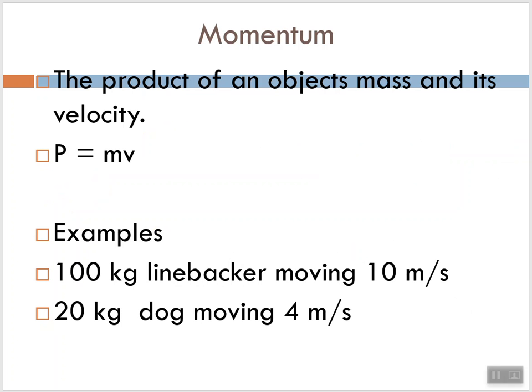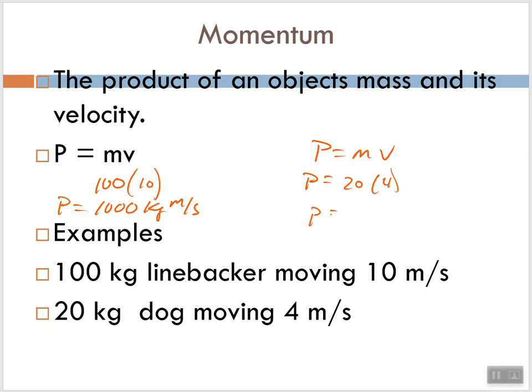So let's do some simple problems with it here. All right, the product of an object's mass and its velocity. So we'll start off with momentum is mass times velocity. So in our first case, the mass is 100 and the velocity is 10 meters per second. So we would say then the momentum is equal to 1,000 kilogram meters per second. Or in the second problem, we would say that the momentum is equal to the 20 kilogram dog times the speed it's going. And that would be 80 kilogram meters per second.